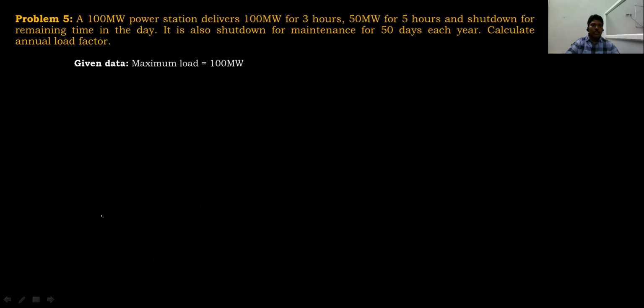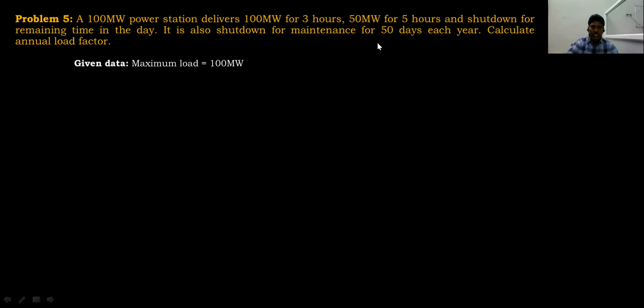Next problem. A 100 megawatt power station delivers 100 megawatts for 3 hours, 50 megawatts for 5 hours and is shut down for the remaining time in a day. It is also shut down for maintenance for 50 days each year. Calculate annual load factor. We have 365 days in a year. Out of 365 days, it is shut down for 50 days. Therefore, the plant operates for 315 days in a year into 24 hours.